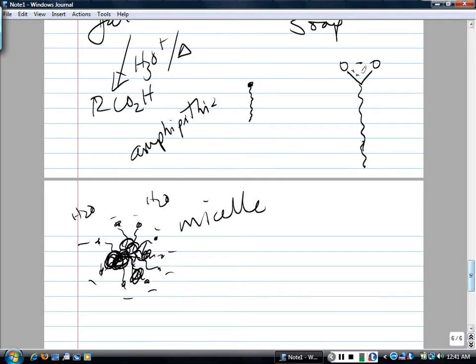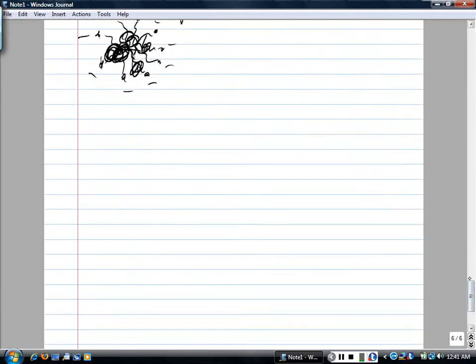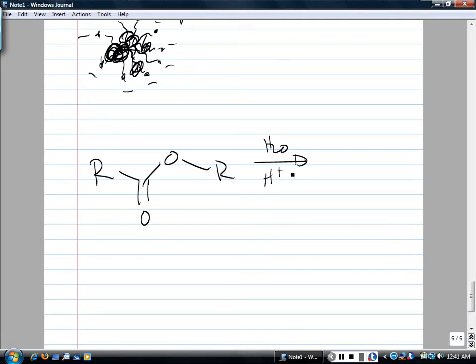So that's one issue. But the other issue that we want to talk about is exactly how the mechanism for saponification occurs. I know I'm taking this species in the presence of water, and I can either use H plus or OH minus as a catalyst. I'm going to make the corresponding carboxylic acid, we say, and the alcohol.